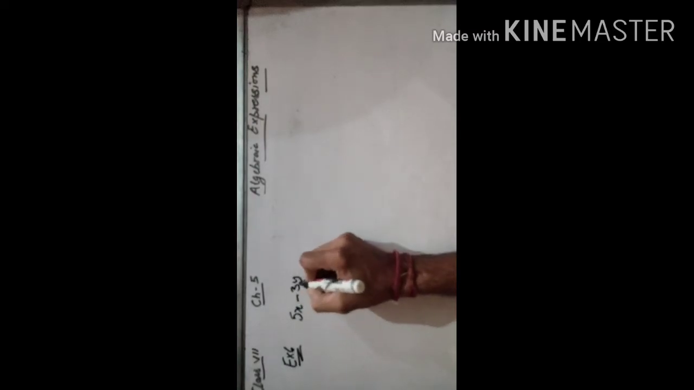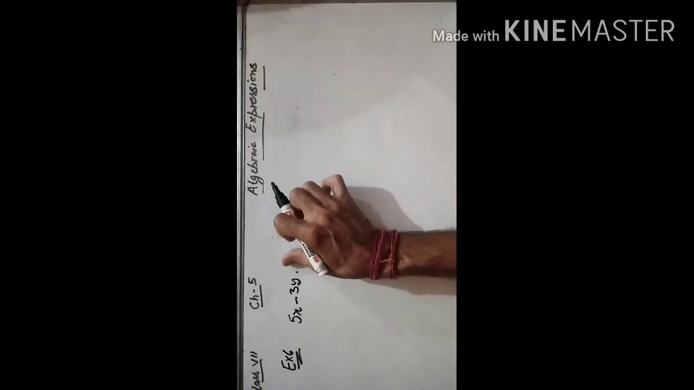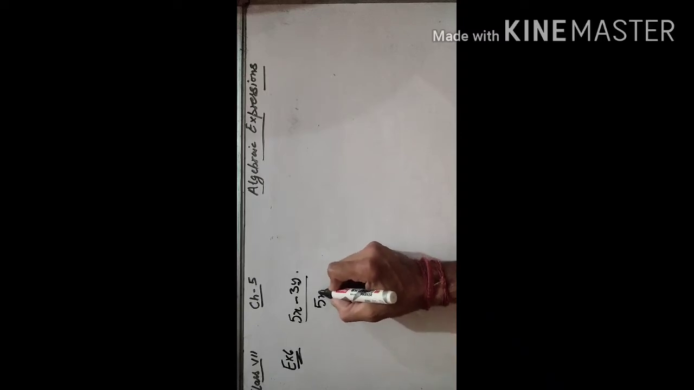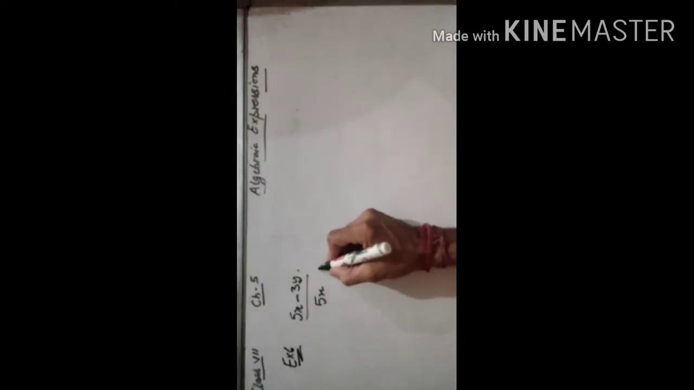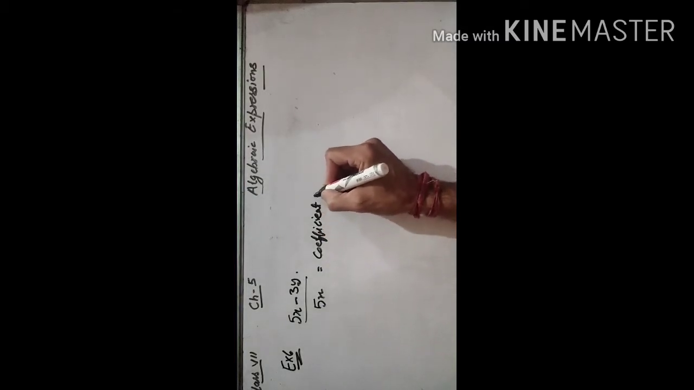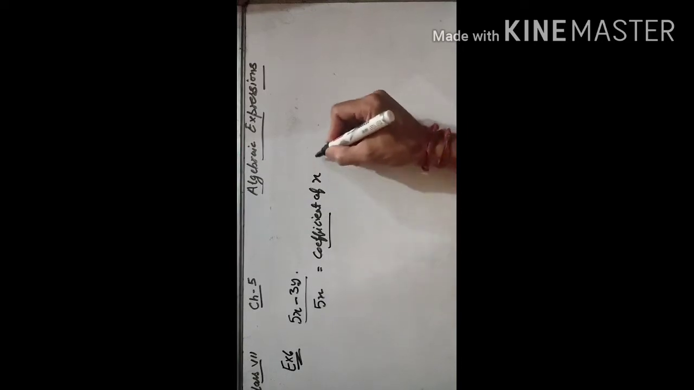Example 6 is: identify the term containing x and write the coefficient of x in each of the following expressions. First expression is 5x minus 3y. In this expression, 5x is a term which contains x, and the coefficient of x is equal to 5.